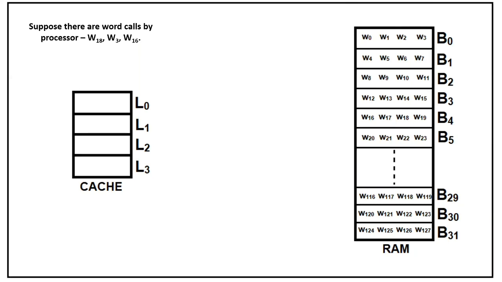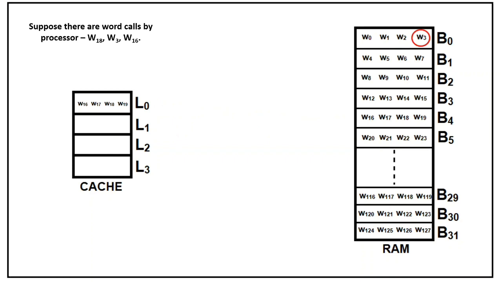So the first word call is W18. W18 is inside the block B4. So according to the formula, block B4 will come to L0. So it is a cache miss. It is copied as it is. Now the requested word is W3, and W3 is present inside block B0.